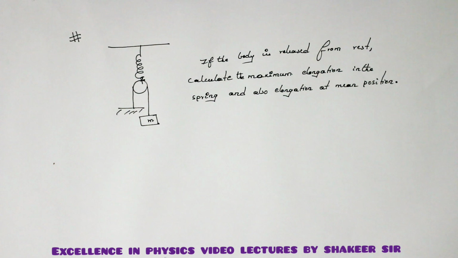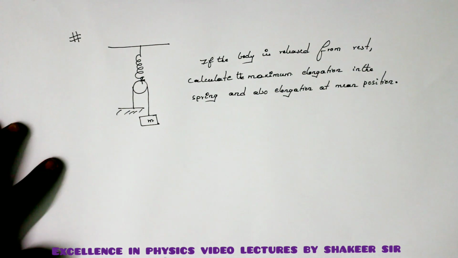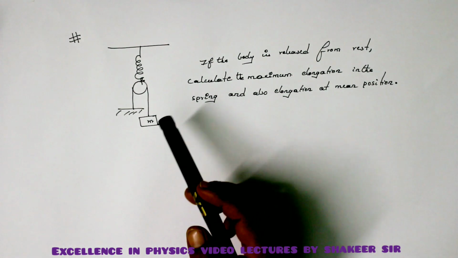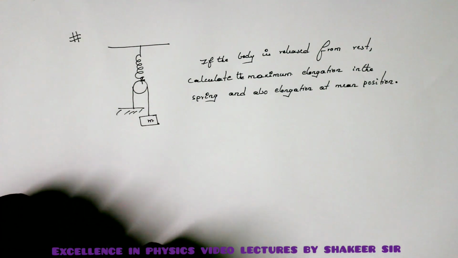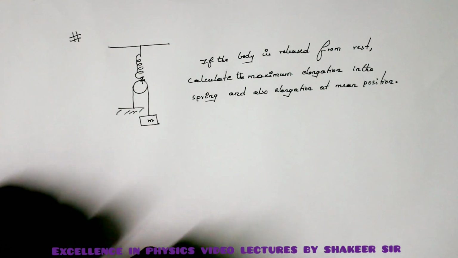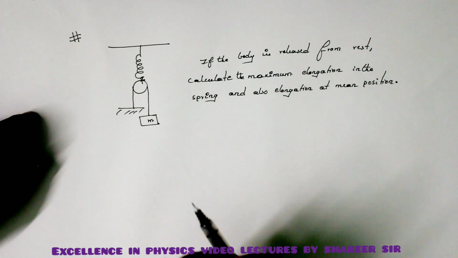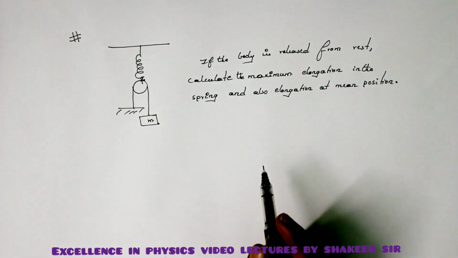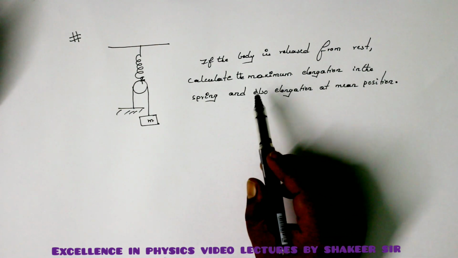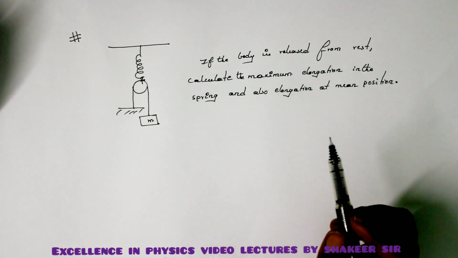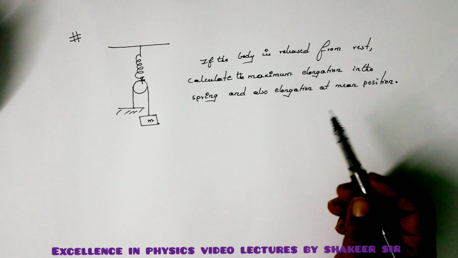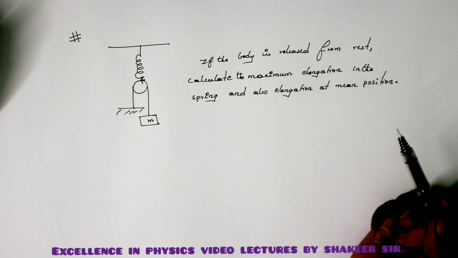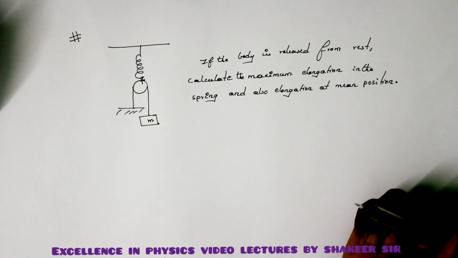Dear students, so let us see the next question here. So this is the given arrangement which is present in this condition. If this mass is released from rest, we are holding this one and we are releasing this one, then we are supposed to find out what is the maximum elongation in the spring and also what is the elongation at the mean position. This we are supposed to find out.